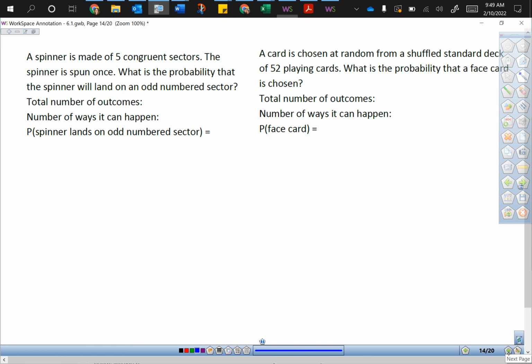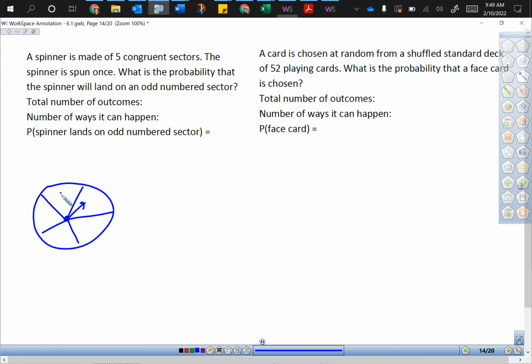Okay, a spinner is made of 5 congruent sectors. The spinner is spun once. What is the probability that the spinner will land on an odd number sector? So when they say a spinner is made of 5 congruent sectors, it's like you have a pie chart and they split it into 5 sections, and each of them are the same width, and you're going to spin this spinner. It says, what's the probability that the spinner will land on an odd numbered sector?